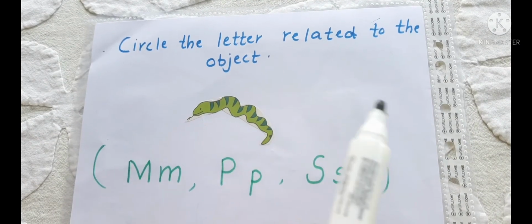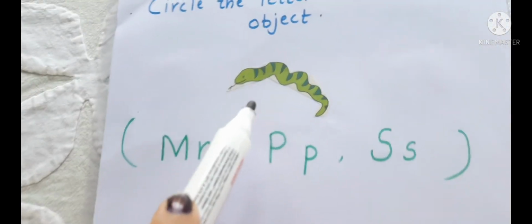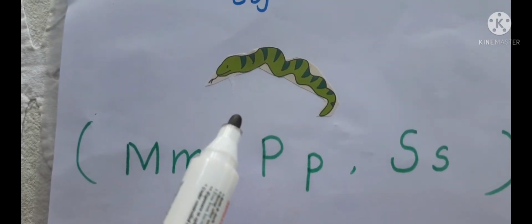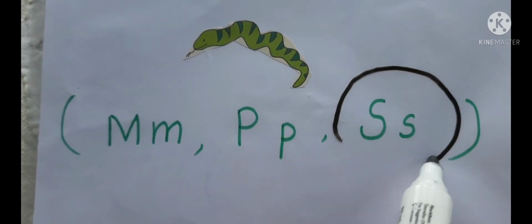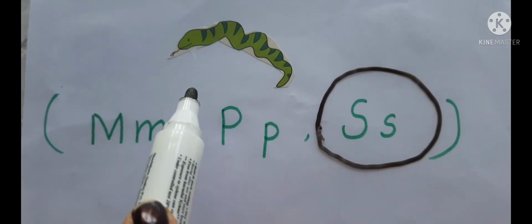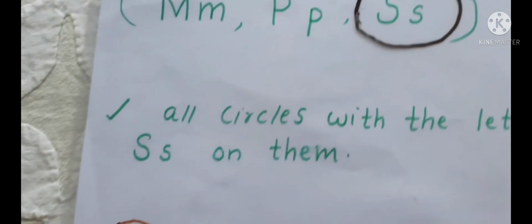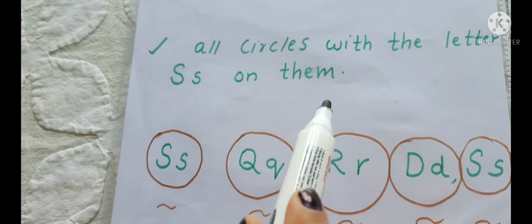Circle the letter related to the object. Can you identify this object? What's this? Yes, snake. Repeat after me. Snake. Circle the correct letter. Yes. S for snake. S for snake. S says s. Correct.